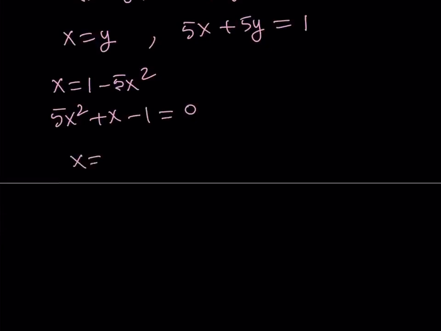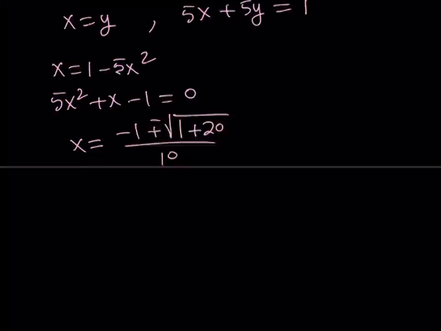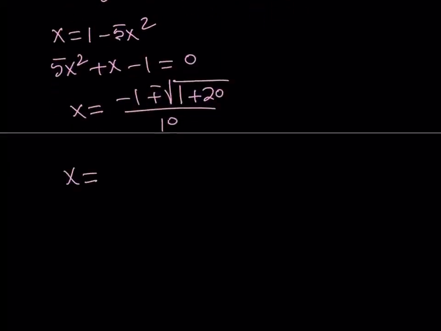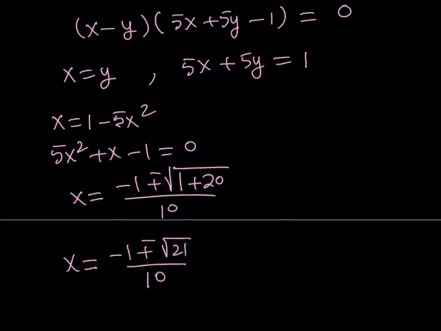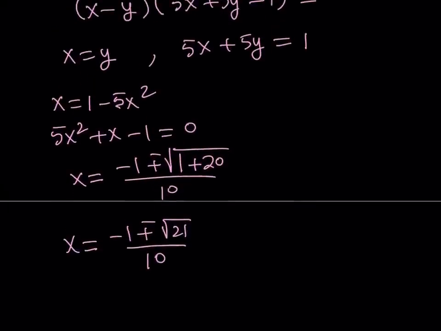From here, by using the quadratic formula, you get -b plus or minus the square root of b² - 4ac. That's going to be plus 4 times 5, which is 20. And all of that is divided by 10 because that's 2a. And from here, the roots are going to be (-1 ± √21)/10. As you can see, we did not get rational solutions, unfortunately. That's just one branch. Let's go ahead and take a look at the other branch.